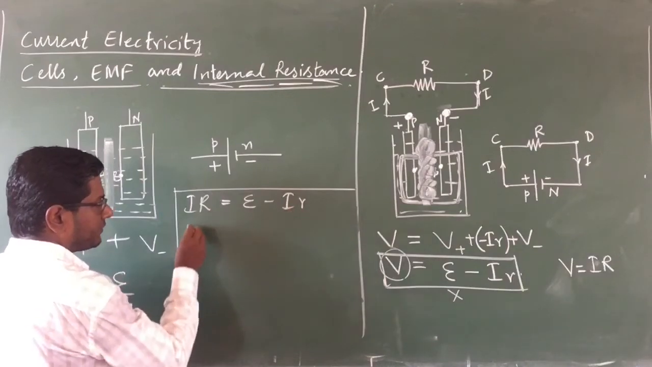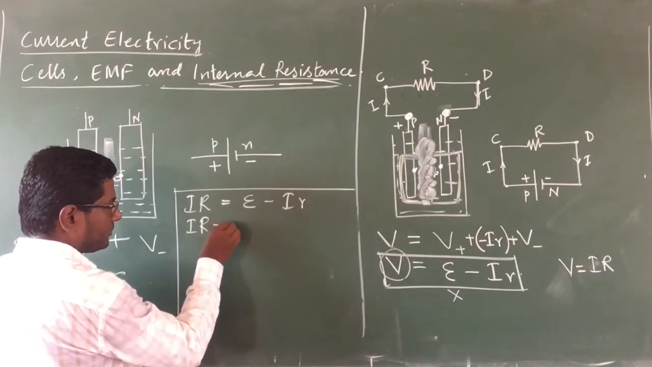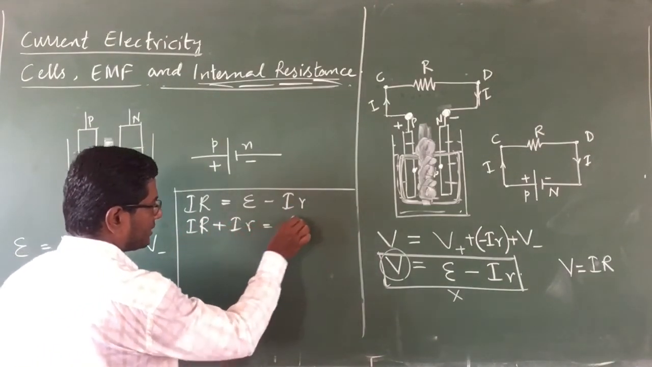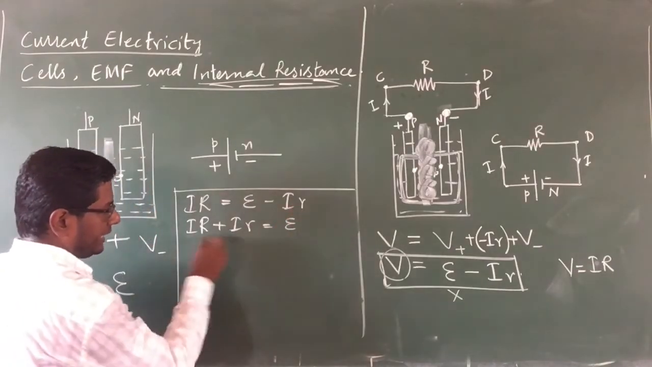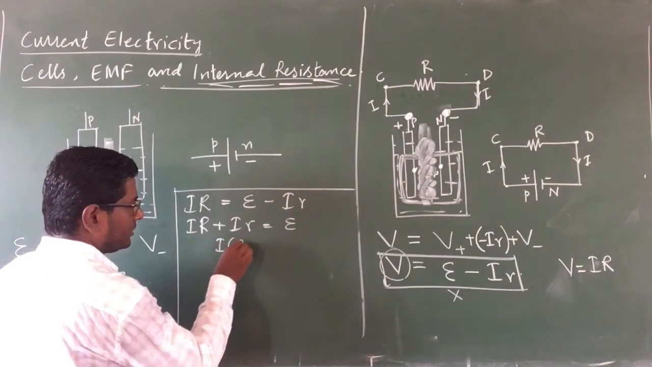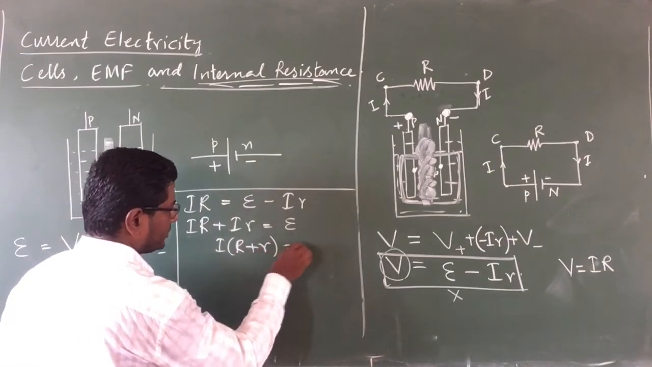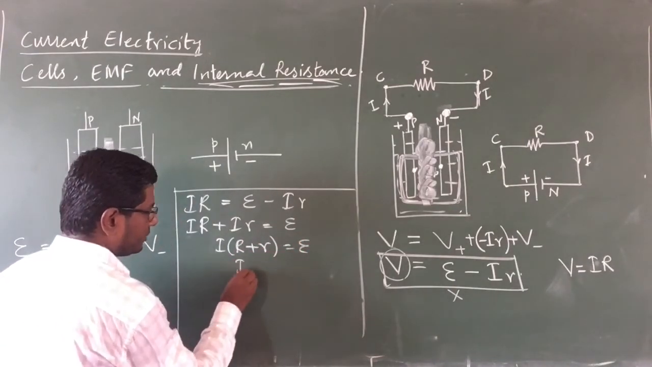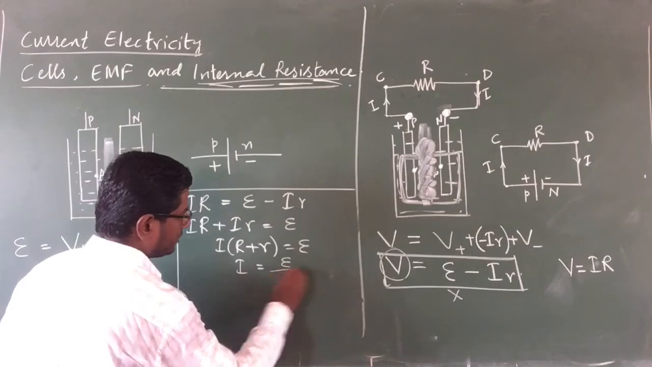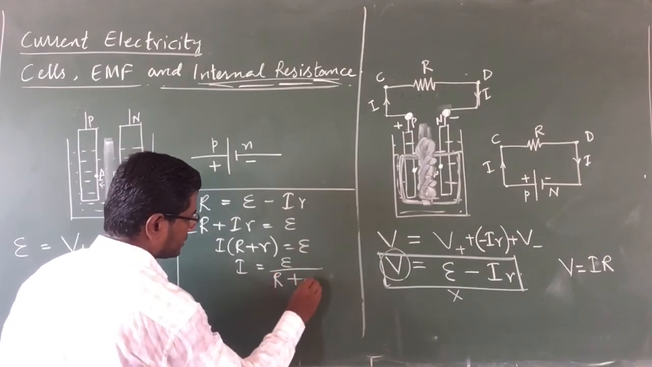Rearrange this equation. I will take this to the left hand side. It will be IR plus I into small letter r. That is going to give us epsilon. I can take I common here. It will become R plus r, and this will be equal to epsilon. If I want the value of current, it will be epsilon divided by R plus r.